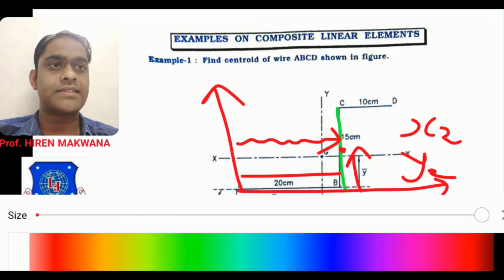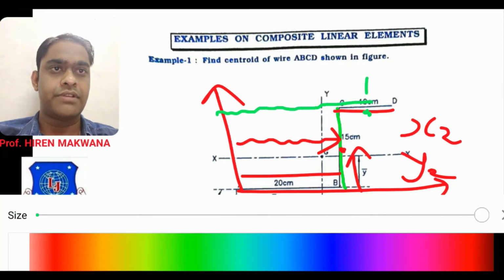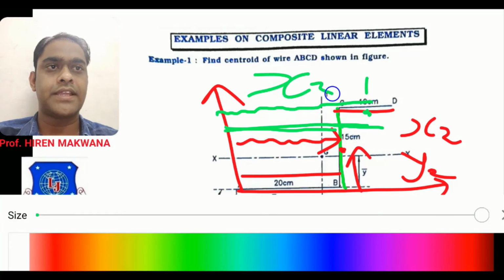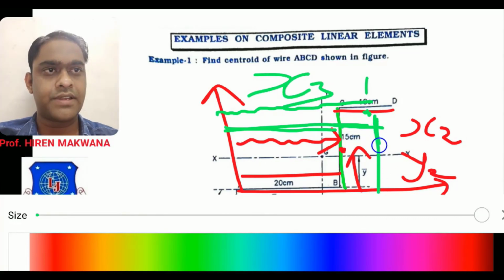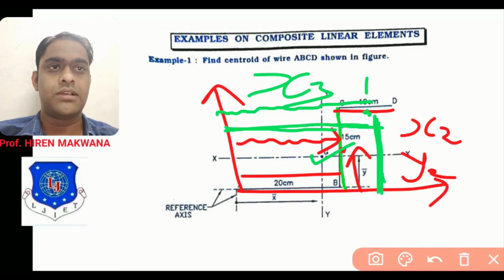So you have to calculate like this. Repeat this method again and again. If you are taking part CD, then length will be 10 centimeter. It is the midpoint of CD. G, center of gravity of CD, is at the midpoint. You have to take coordinates x and y up to this point. So starting from y-axis up to this point, it will be 20 plus half of 10 means 5. So 20 plus 5, 25. So it will be x3. Now if you are taking this vertical distance, then it will be 15 centimeter, means directly y3 is equal to 15 centimeter. So this method is just depending on the practice.